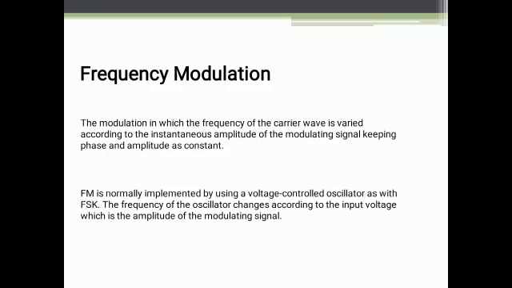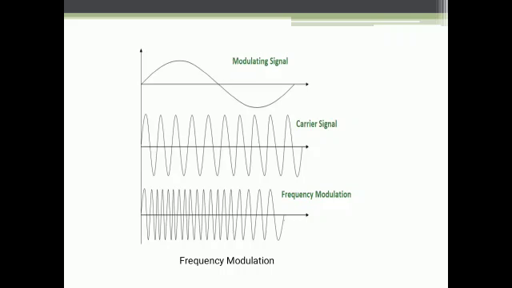In this modulation, the frequency of the carrier signal is modified to reflect the change in the voltage levels of the modulating signal. FM is normally implemented using a voltage controlled oscillator as with FSK. The frequency of the oscillator changes according to the input voltage, which is the amplitude of the modulating signal. The bandwidth of the frequency modulated signal varies with both deviation and modulating frequency. The graph here shows the frequency modulation.